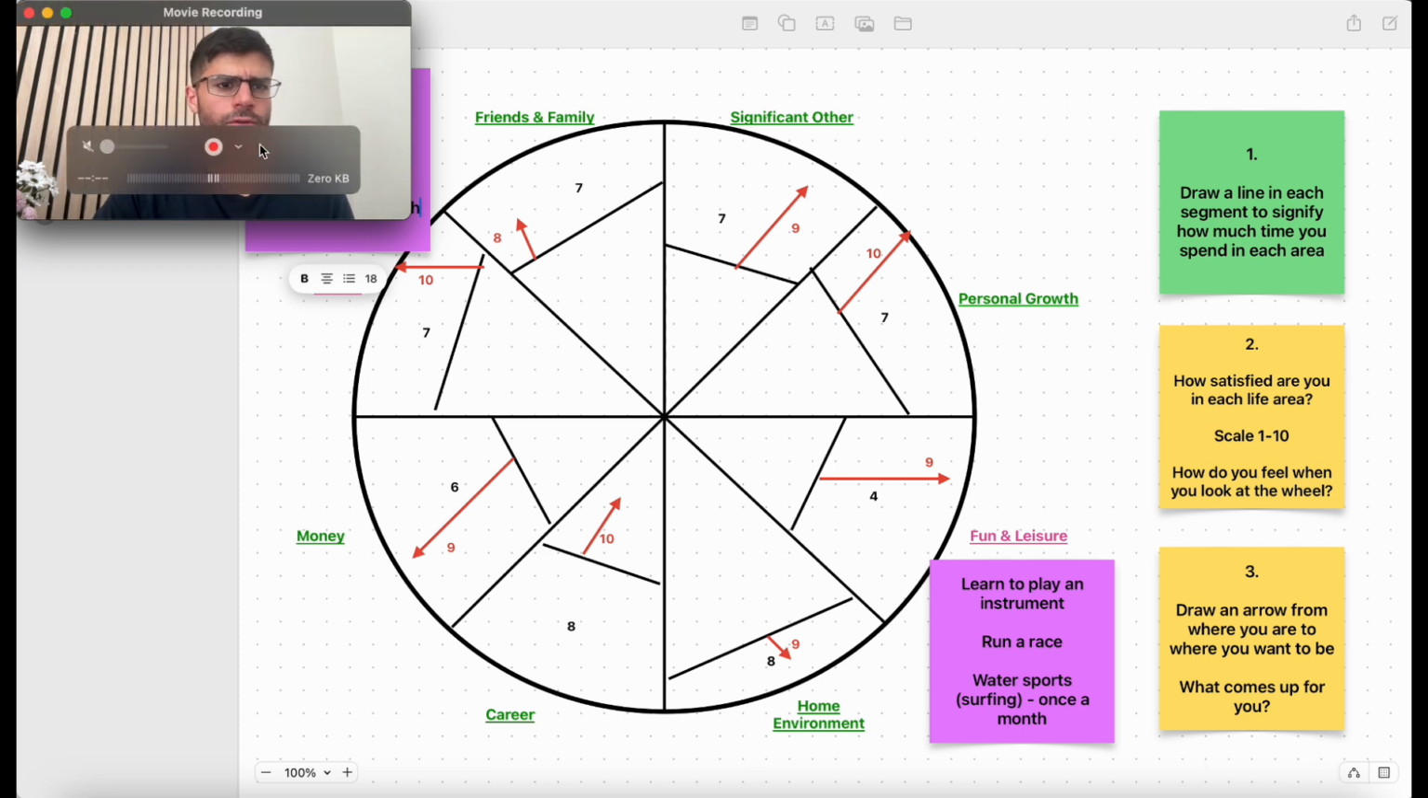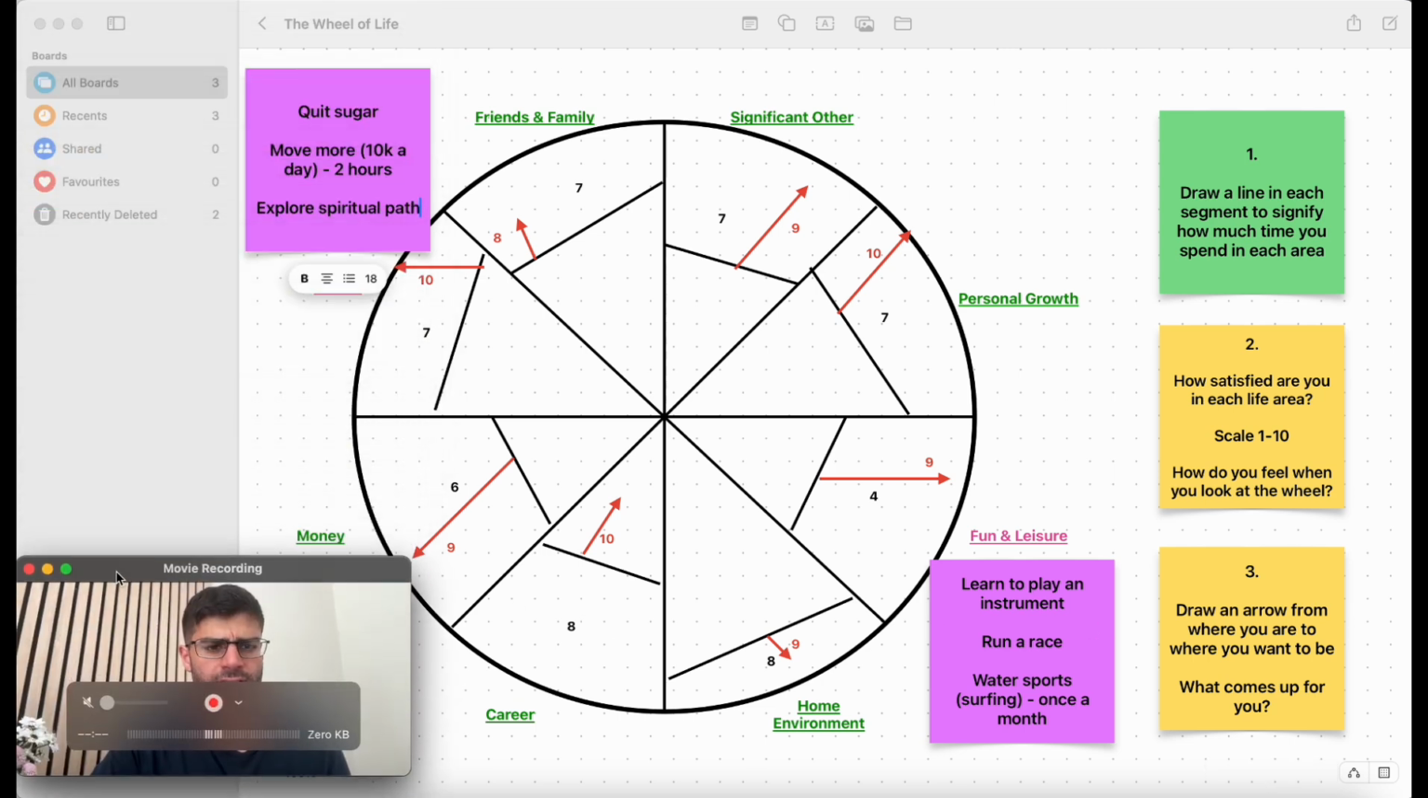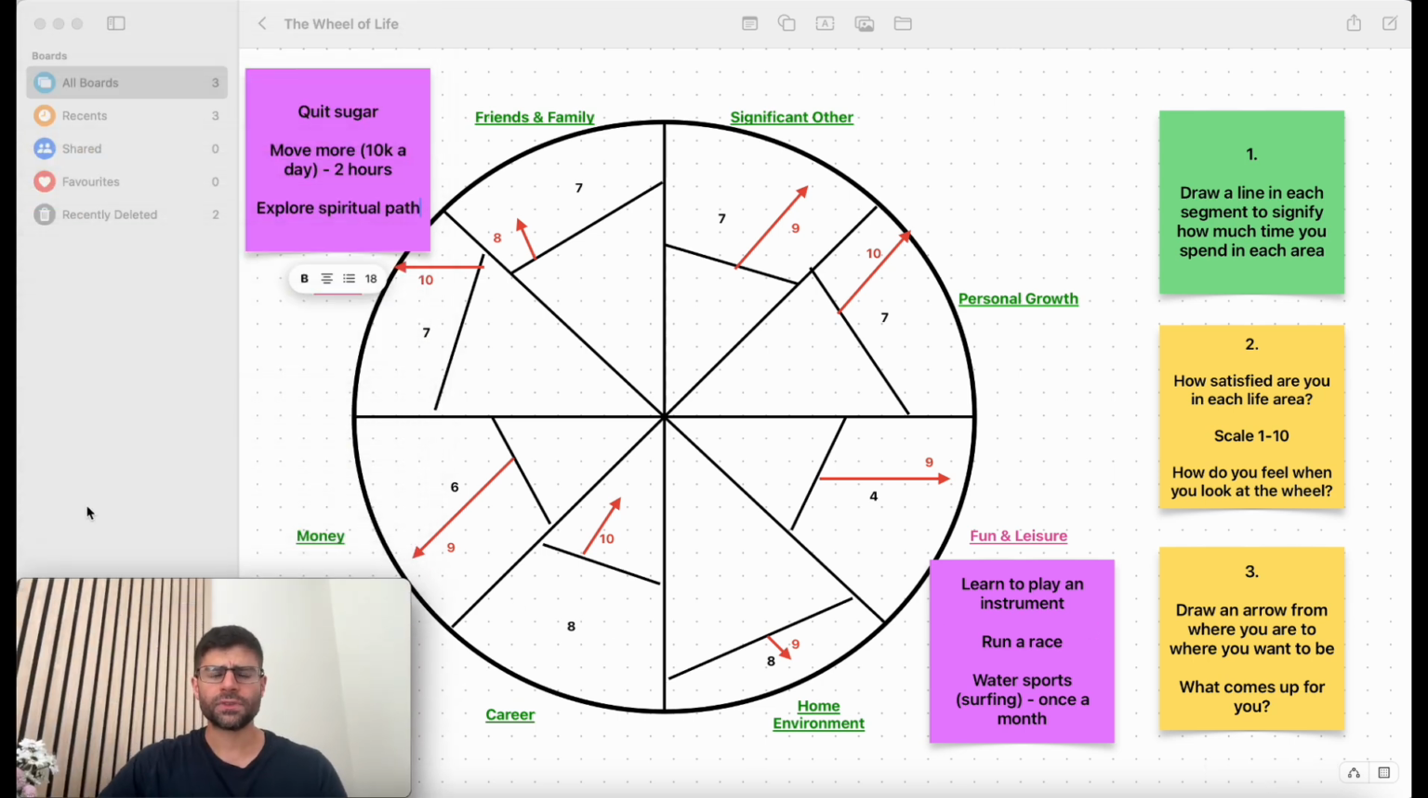So I'm going to move my face down so you can see that. So this is the wheel of life. Now I'm going to summarize the wheel of life here. As you can see, this is the wheel, and I've split the wheel up into 8 sections.